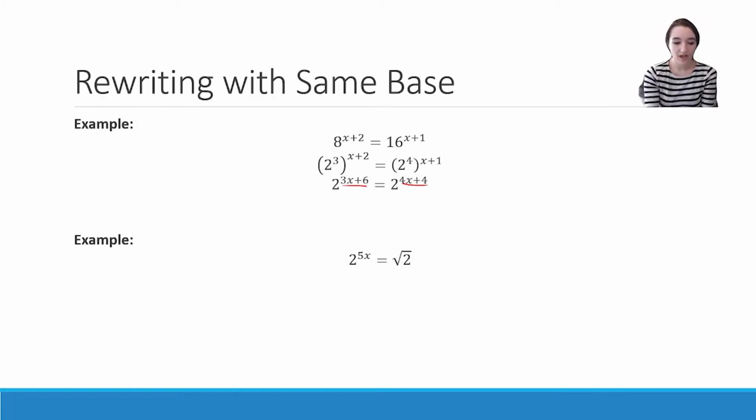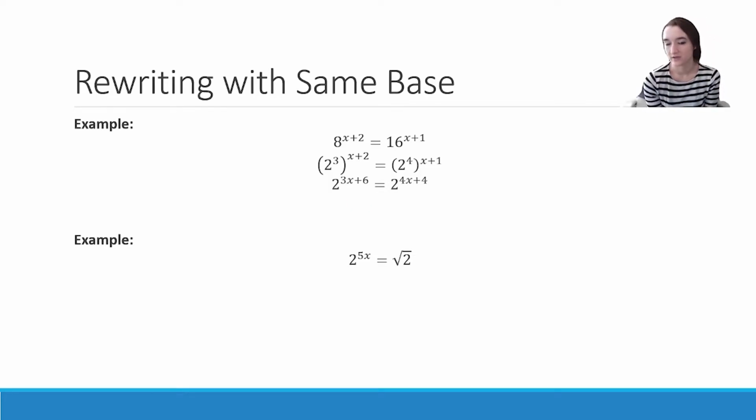And so now I have the same base. Both of them have 2, and it's simplified. Don't use that property yet, because they aren't to the same base yet. Here they are. Now I can get rid of my 2's and just have 3x plus 6 equals 4x plus 4, and I can solve from there.